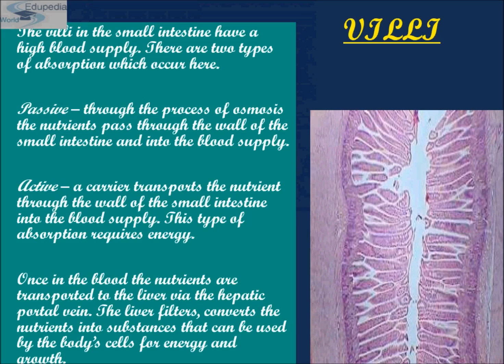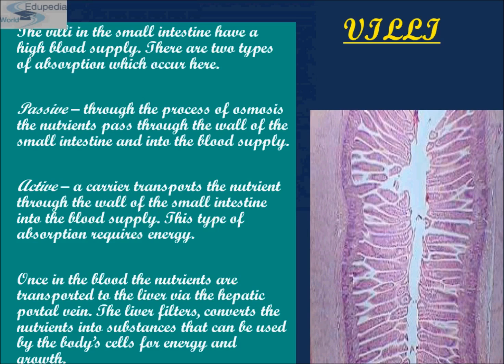Passive: through the process of osmosis, the nutrients pass through the wall of the small intestine and into the blood supply. Active: a carrier transports the nutrient through the wall of the small intestine into the blood supply. This type of absorption requires energy because it has to move against the potential gradient. Okay. Once in the blood, the nutrients are transported to the liver via the hepatic portal vein.